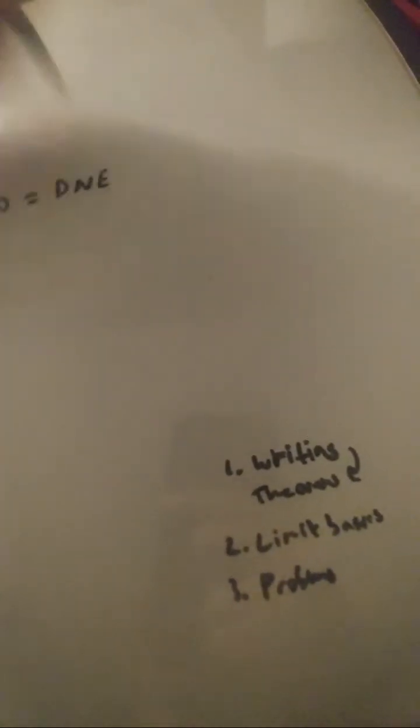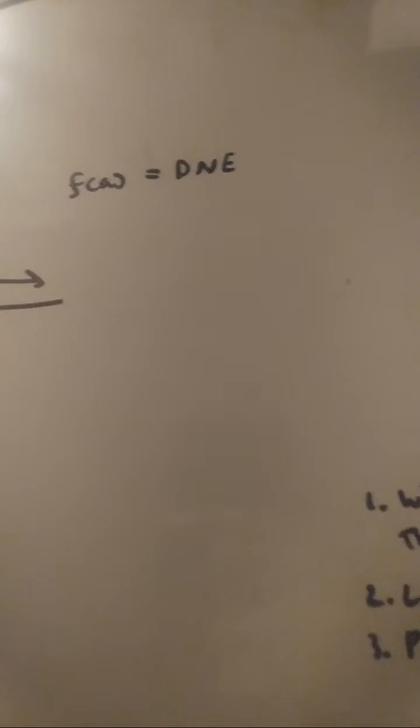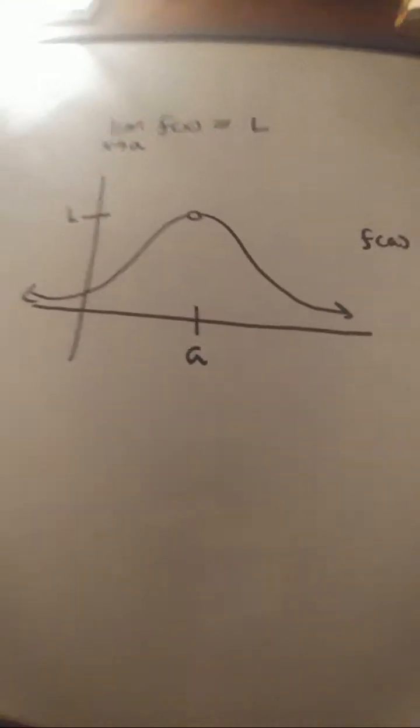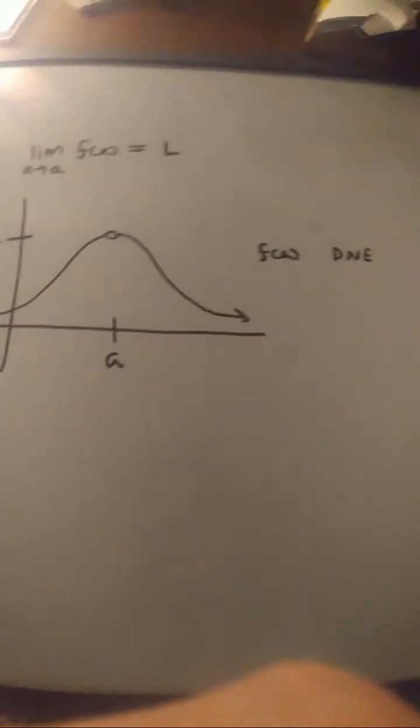But there's something really important in this video that you have to look at: you can't say equals. That's a common mistake that I used to make. You can't say it equals does not exist, because that's just not right. It's just a rule that you have to follow. So just do that: f of a does not exist. But the limit does. Well, how?